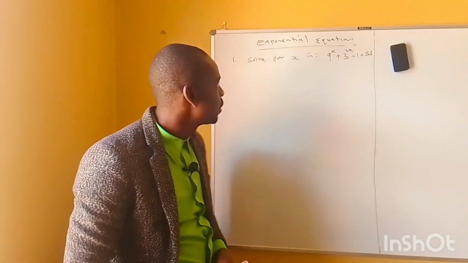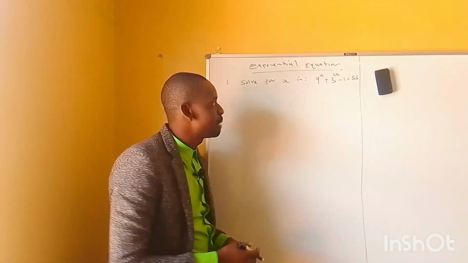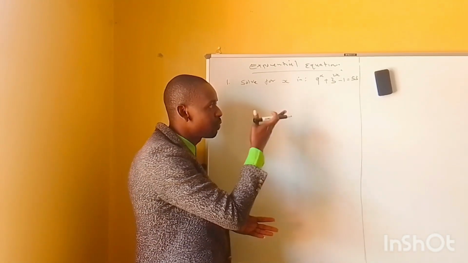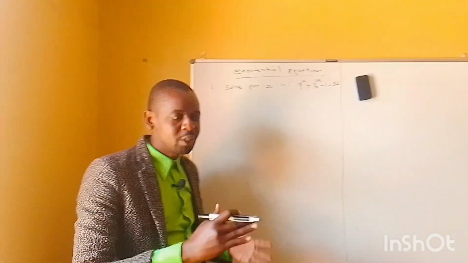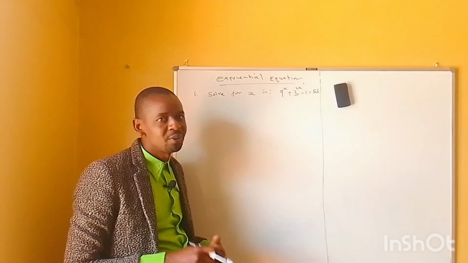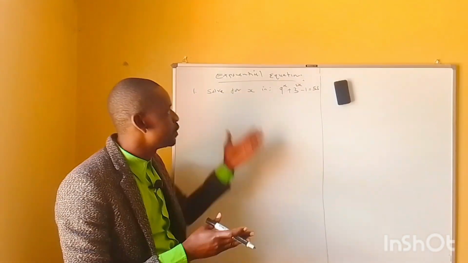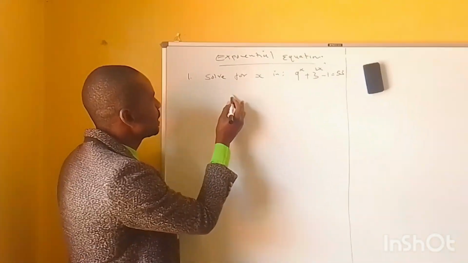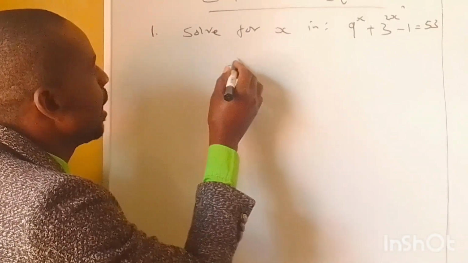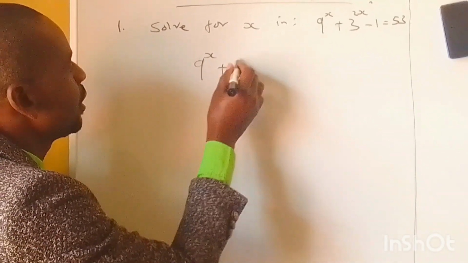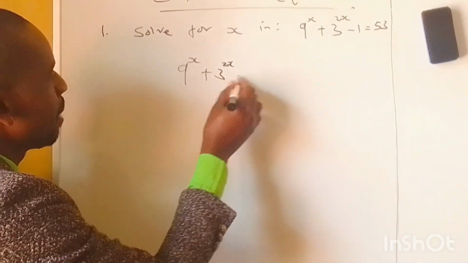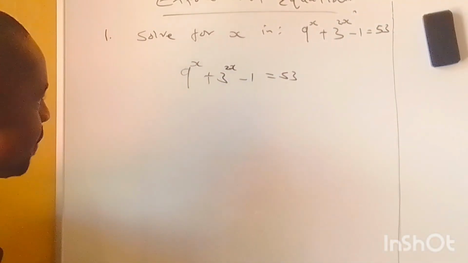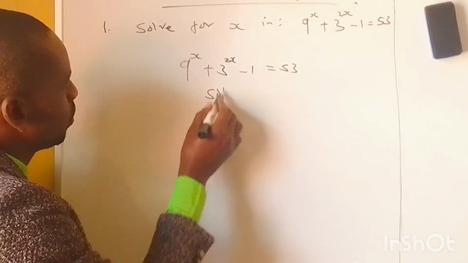Now we have an exponential equation on the board here, which is very simple, but I want to show you three methods that you can use to solve this. It is up to you to go through them, then pick one method that you shall be using when you come across a question like this one. So the question is 9 raised to x plus 3 raised to the power 2x minus 1 is equal to 53. So let's look at the solution.